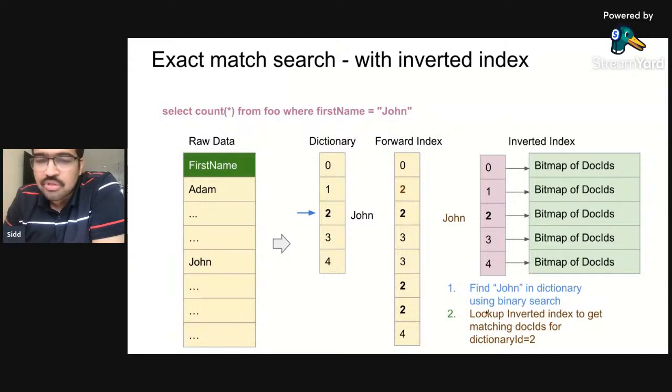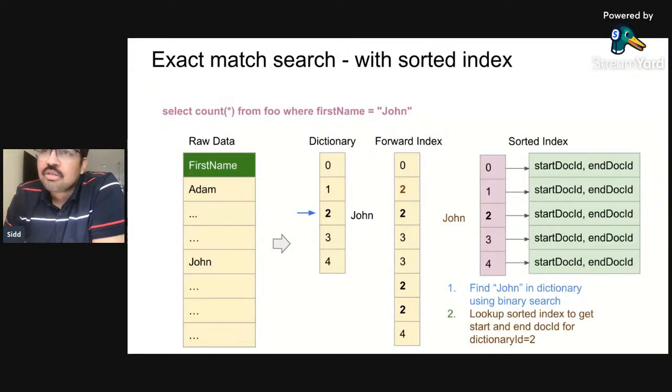So the process is very simple. First, find John in the dictionary using binary search, and you get the dictionary ID 2. Then you just look up the inverted index for dictionary ID 2, and straight away you get the bitmap of doc IDs where this dictionary ID is present. So there is no need anymore to scan the entire forward index. This index approach is similar to how indexes work in a database, a pointer from a key back to the row IDs where that key is present.